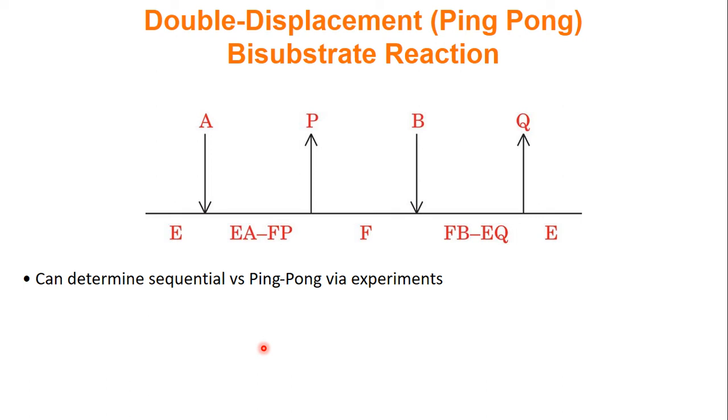Now, you can also have what's called a ping-pong bi-substrate reaction. That is, A comes on, then a product comes off, B goes on, and then another product goes off. So ping-pong, ping-pong. You can determine sequential versus ping-pong via certain experiments, but not just through kinetics. You will have to do some more advanced experiments to figure out what is actually happening, experiments that we're not really going to talk about here in the kinetics section.